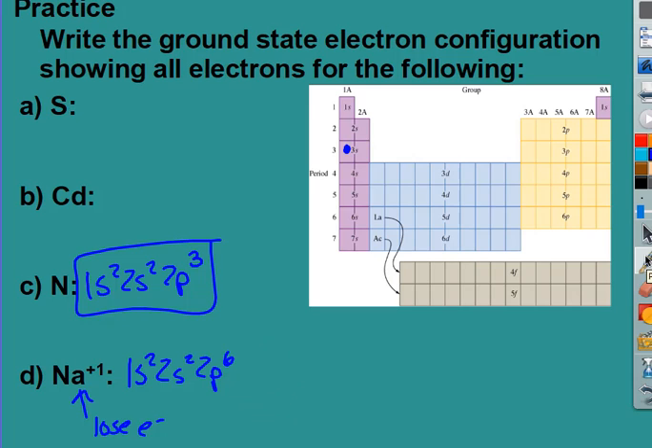Notice now we have the same configuration as neon. Elements gain and lose electrons to generally be like noble gases, unless they're a transition metal or some other exceptions. So sodium, had I thought it meant it gained an electron, then that would have the same configuration as magnesium. And sodium is not going to gain an electron to fill its 3s, it wants to have a full outer shell. Now it has 8 in its outer shell. So that makes it stable.